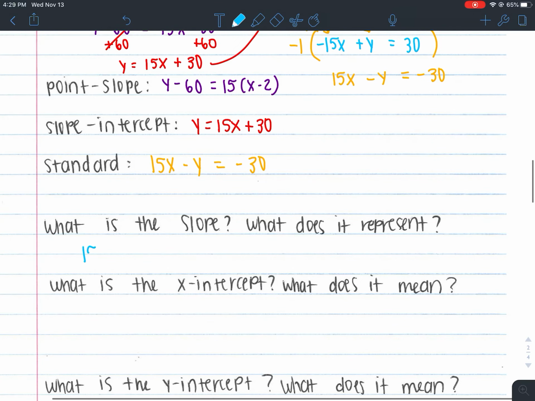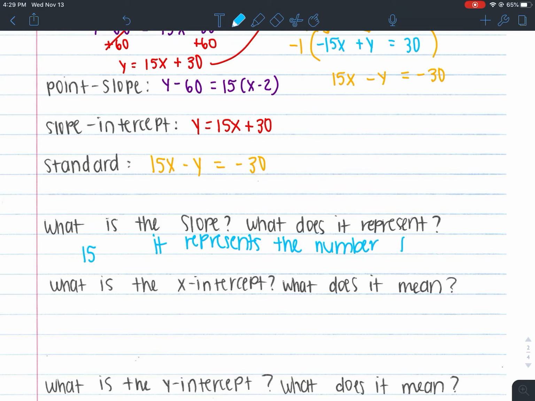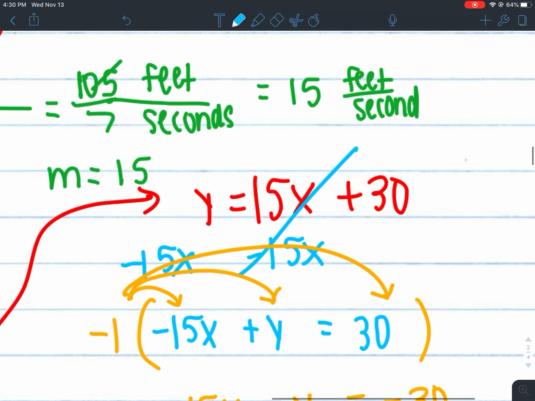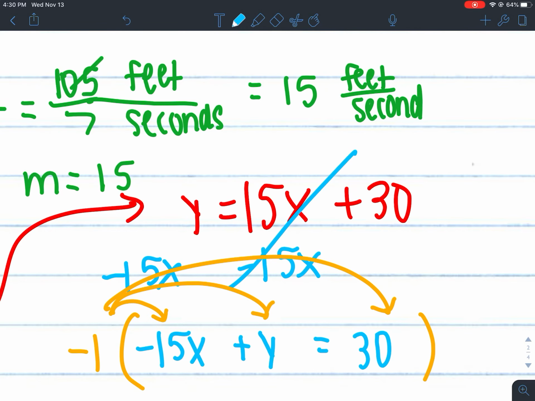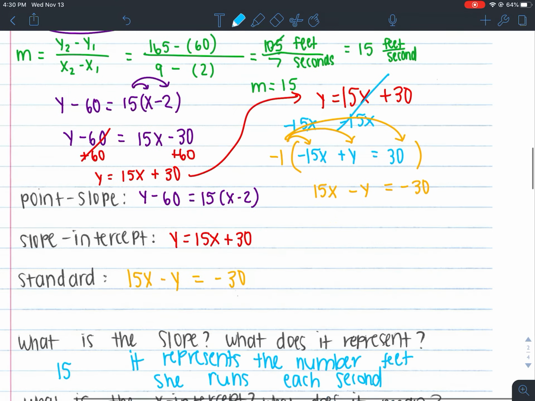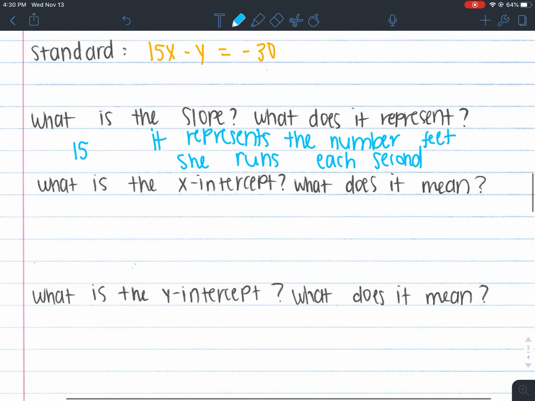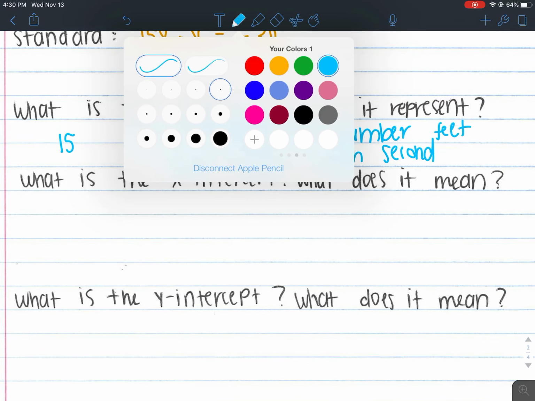But what does that mean? Well, 15 represents how fast she's going each second, right? So it represents the number of feet she runs each second. Now, how did I figure this out? How did I know that? Well, remember we talked about it at the very beginning. Feet over second. So it's going to be feet per second. She goes 15 feet for each second. That's what the slope represents.